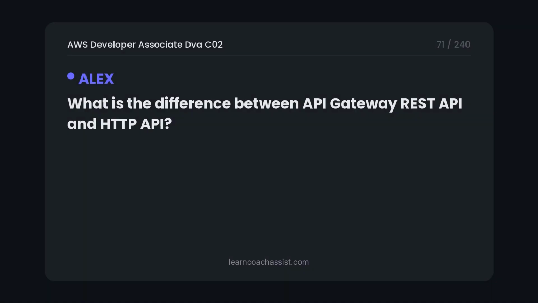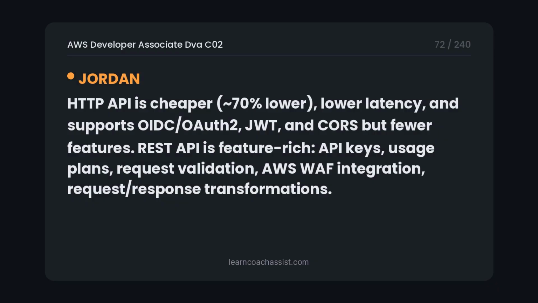What is the difference between API Gateway REST API and HTTP API? HTTP API is cheaper, 70% lower latency, and supports OIDC/OAuth 2, JWT, and CORS, but has fewer features. REST API is feature-rich: API keys, usage plans, request validation, AWS WAF integration, request/response transformations.